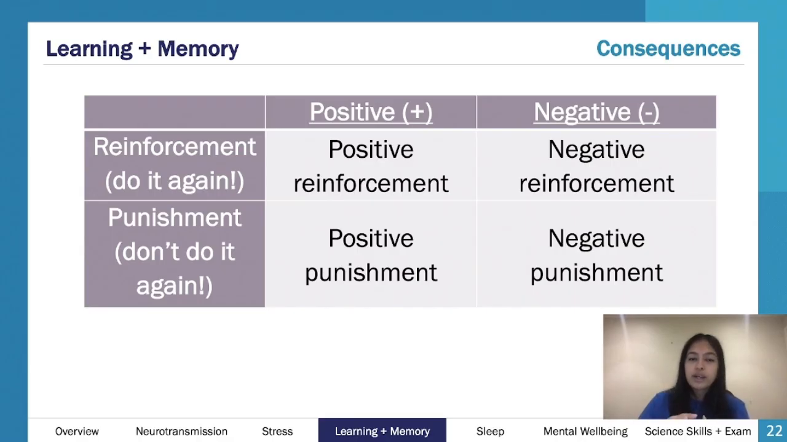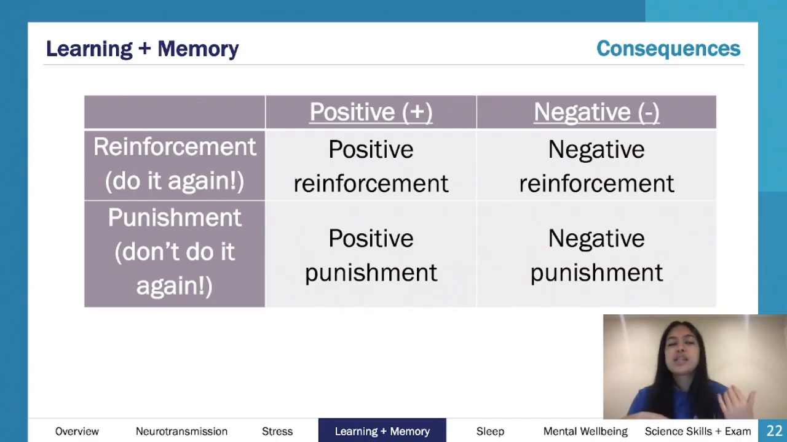So your positive reinforcement, I'm giving something that is going to make someone do something again. I'm giving something good. Negative reinforcement, I'm taking away something that is going to make someone want to do something again. I'm going to take something bad away. Positive punishment, I'm giving someone something that's going to deter them from this behavior. I'm going to give them something bad. Negative punishment, I'm taking something away that is going to make this person not repeat this behavior. I'm going to take away something good.